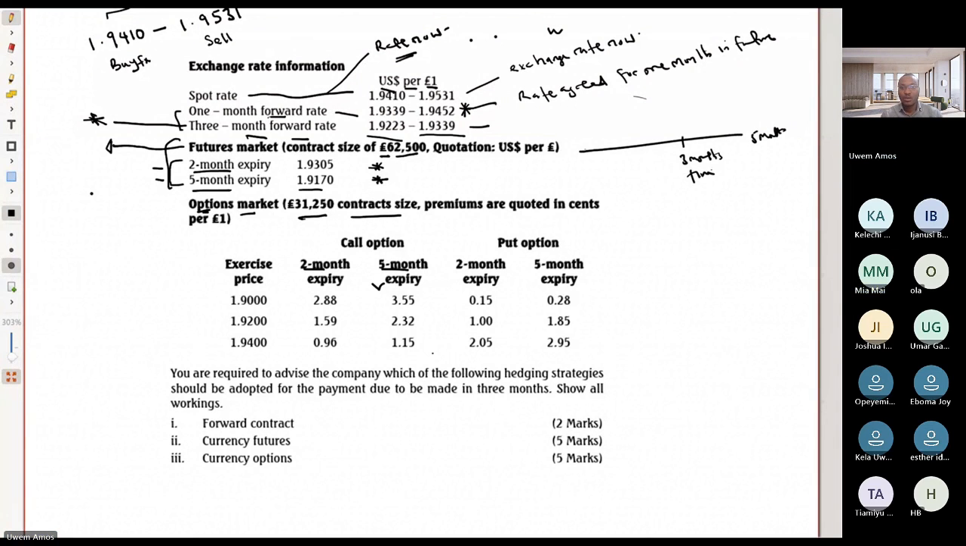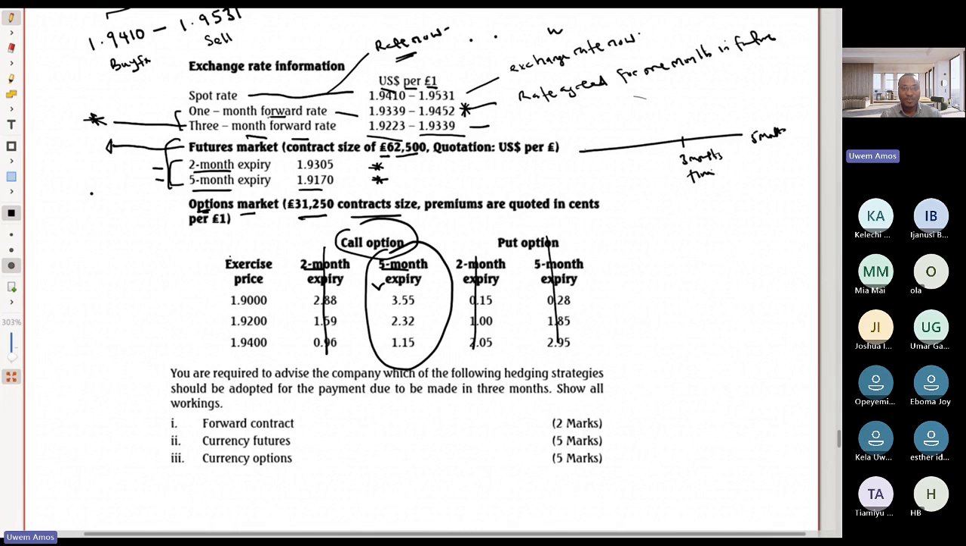So we're not doing put. So everything here doesn't concern us. We're not doing put. We're doing call. We're not doing 2 months. We're doing 5 months. So we have 5 months. And then we have the exercise price. And then we have the premium, which is what we have here.